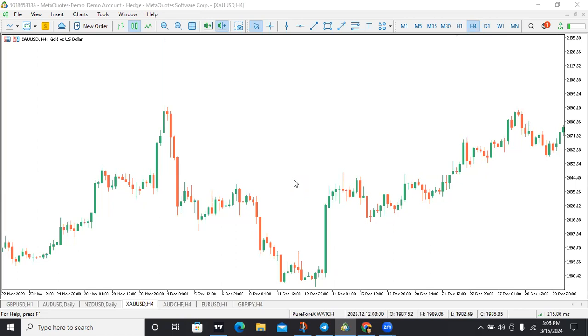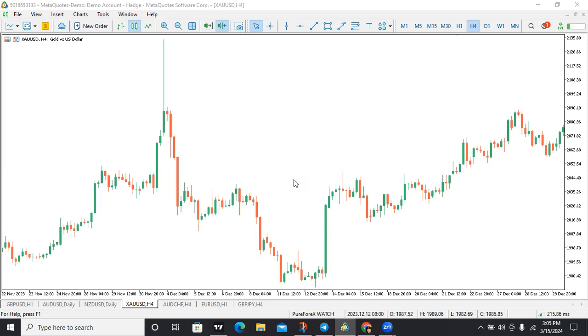Because if we have a good risk to reward ratio, we don't need many trades to hit our daily target, our weekly target, even our monthly target, right? We can use two trades to hit 10%. So if we have a good risk to reward ratio in our trading strategy, we are going to be profitable no matter the losses, right?